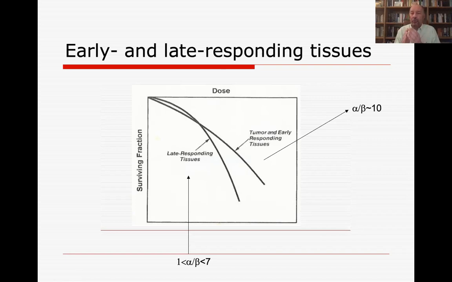I mean, fractionation works if you can spare the normal tissue more than the tumor. So it's okay to fractionate when you have a low alpha-beta ratio, but if the alpha-beta ratio is the same, you cannot expect that fractionation gives any advantage. Still, you can say, okay, I can still increase the dose more without killing the patient. This is fine, but the tumor will be spared as much as the normal tissue.